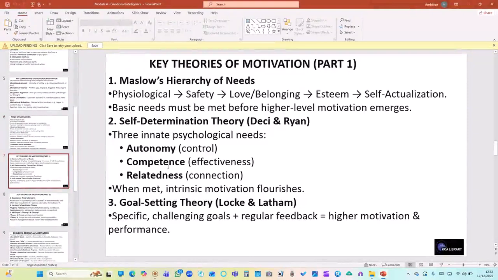We have Abraham Maslow's hierarchy of needs, who propounded the first theory of motivation, who said that human behaviors are influenced according to their needs, and these needs are arranged in hierarchical order, ranging from physiological needs to higher level motivation needs, which include psychological safety, love, esteem, and self-actualization.